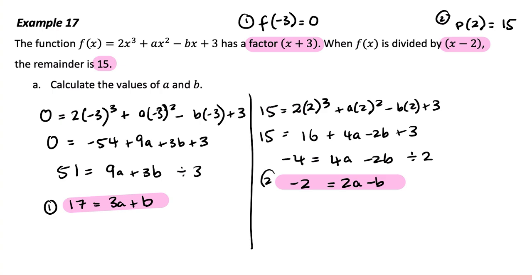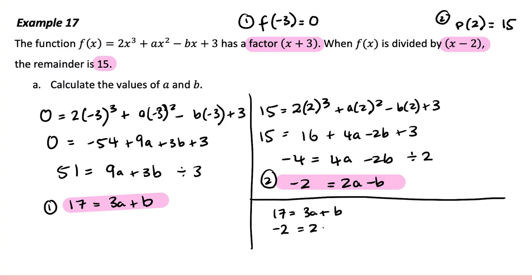Now all I need to do is solve this simultaneously. So I've got 17 is equal to 3a plus b, and I've got -2 is equal to 2a minus b. If I've got that as equation 1 and equation 2, I'm going to do equation 1 plus equation 2, because b plus minus b will just be 0. I want to be able to eliminate one of the variables. So if I add the two together, that'll be 17 plus -2, which is 15. 3a plus 2a is 5a, and then b plus minus b is just 0. Therefore a should equal 3.